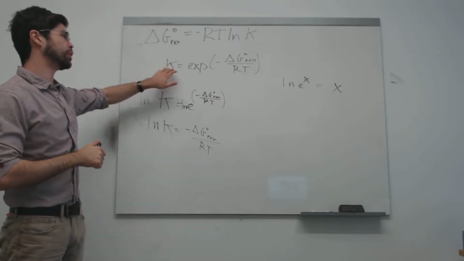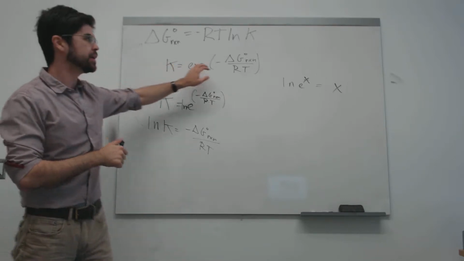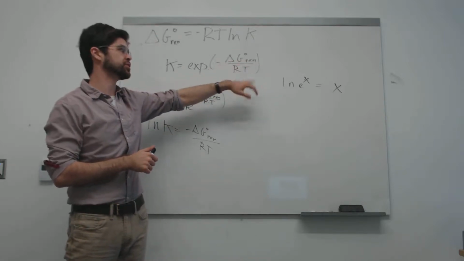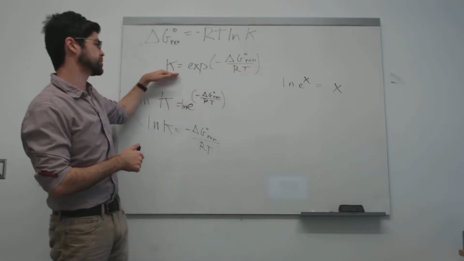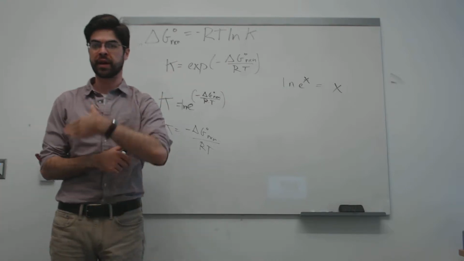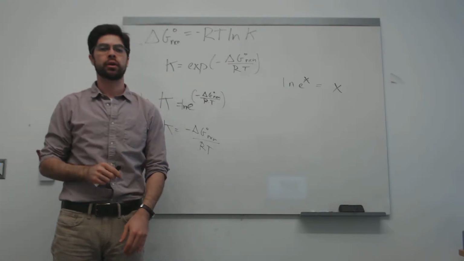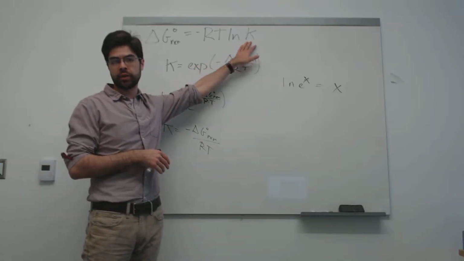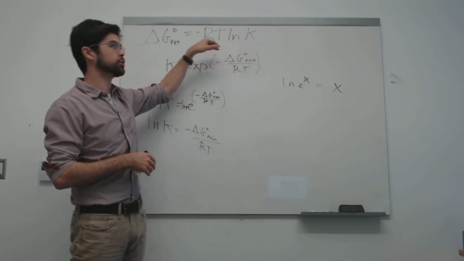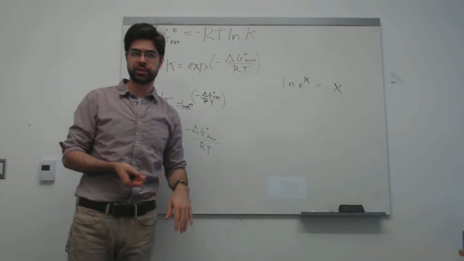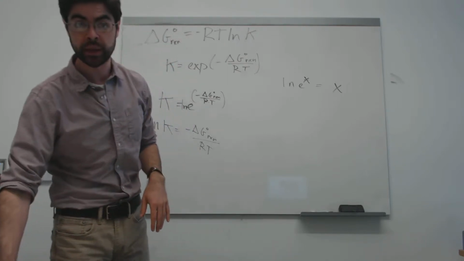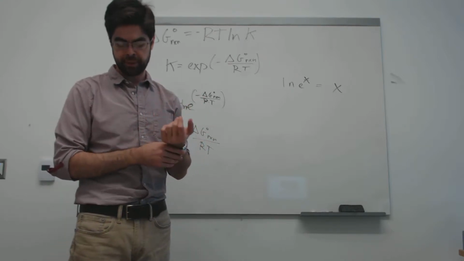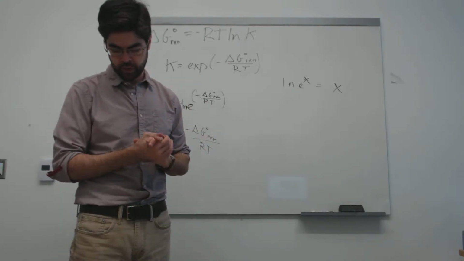One is just written if you want to calculate K in terms of delta G. So if you're given the free energy change for the reaction and you're given the temperature, this is a way to calculate equilibrium constants at any temperature. Or conversely, given an equilibrium constant and the temperature, you could calculate what the free energy change for a reaction would be under standard conditions. Those are the two most common applications of this equation.